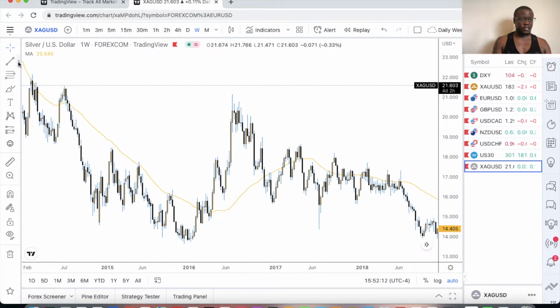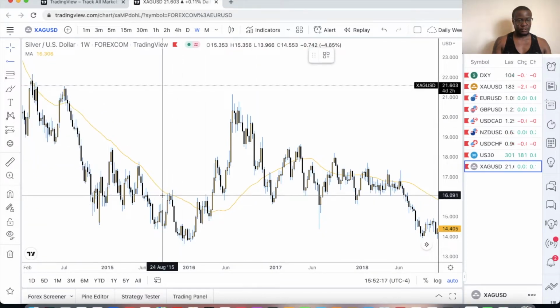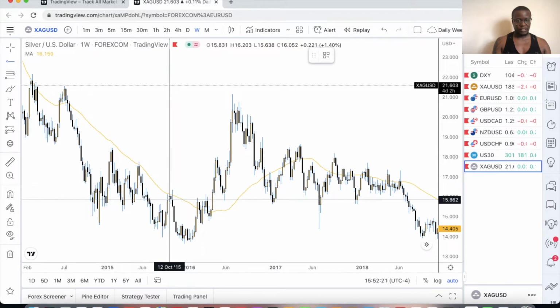So this right here, I'll consider a major support level. There's quite a few touches right here, right? On both sides, you have support and you have resistance on both sides.